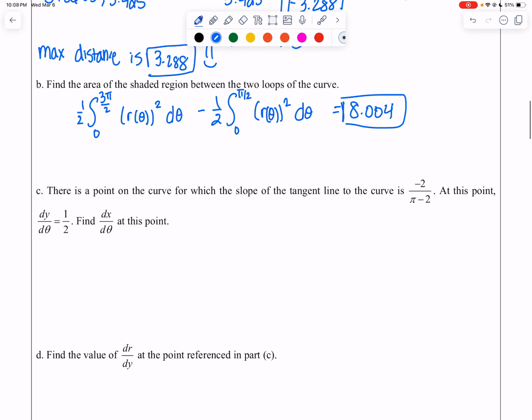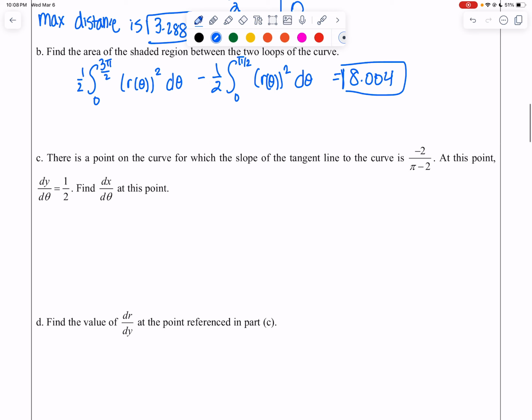Okay, part C. There is a point on the curve for which the slope of the tangent line to the curve is -2 over pi minus 2. At this point, dy d theta is equal to 2, and we want to find out what dx d theta is at this point. All right.